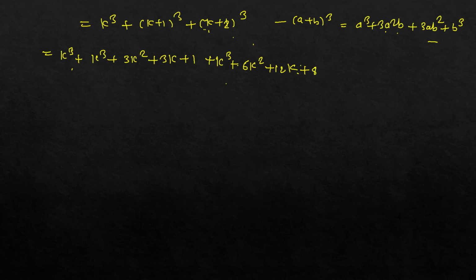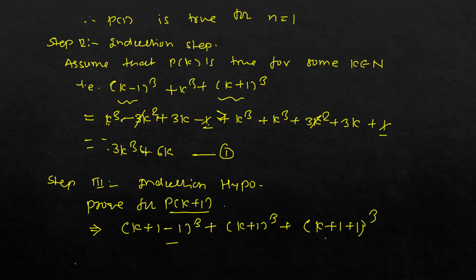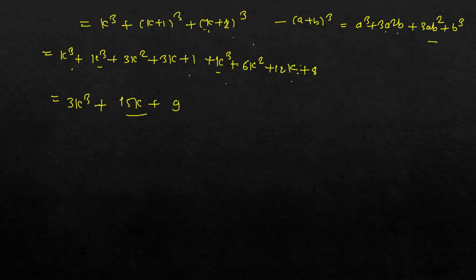Now k cube, we get 3k cube, then plus 3k plus 12k we get 15k, plus 8 plus 1 we get 9. So 15k we again split using equation number 1. Equation number 1 is 3k cube plus 6k. So we have to split 15k as 6k plus the remaining value, that is 9k.